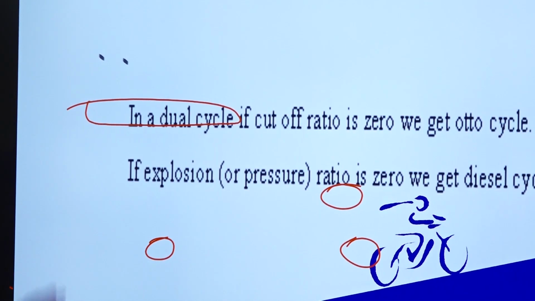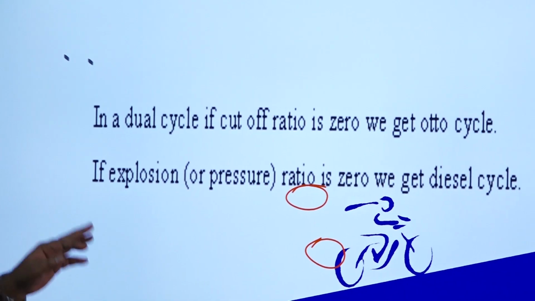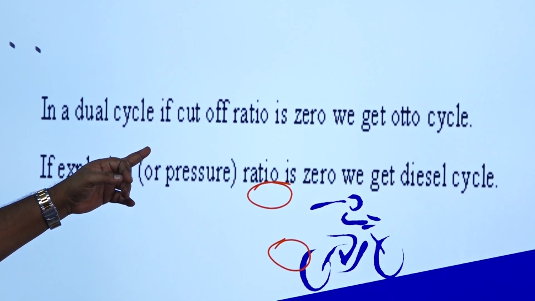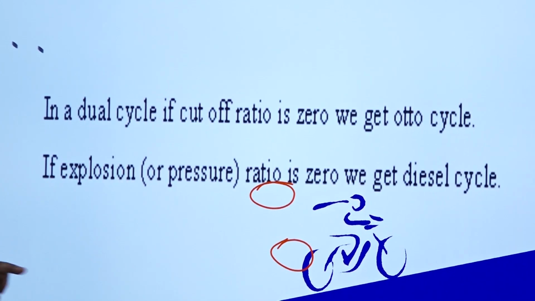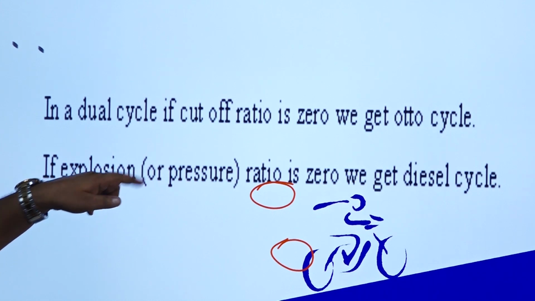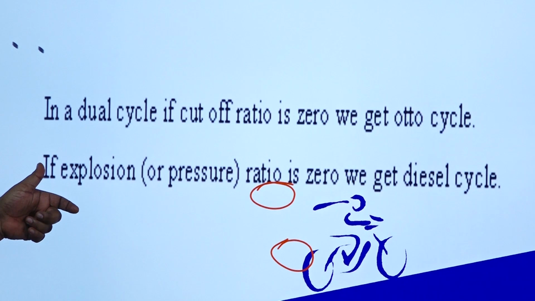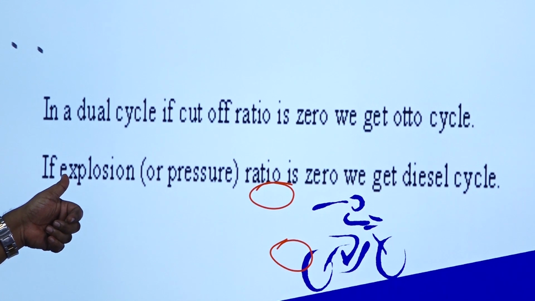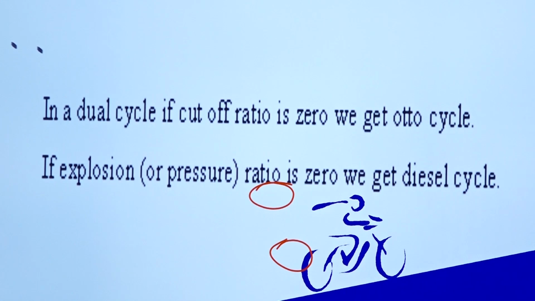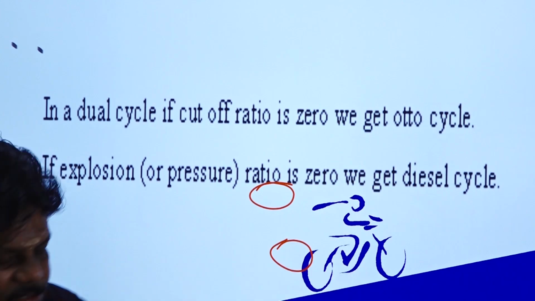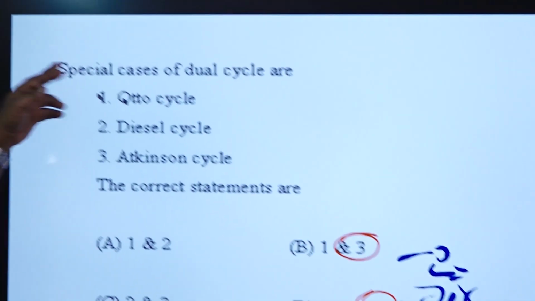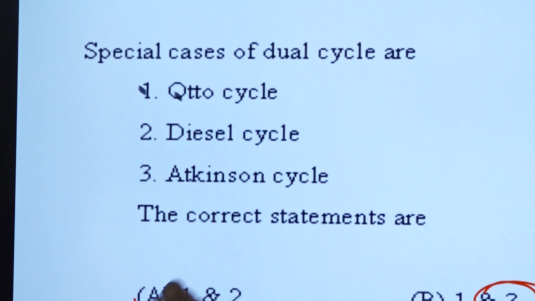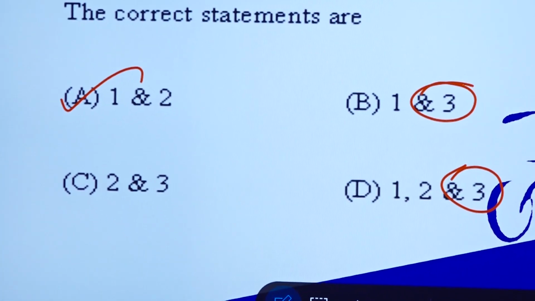Okay, so in a dual cycle, if the cutoff ratio is 0, we get the Otto cycle. If you make the cutoff ratio 0 in the efficiency equation, then we get the Otto cycle. Similarly, in this dual combustion cycle, if the pressure ratio or the explosion ratio is 0, we get the diesel cycle. That is why I told you the special cases of the dual cycle are the Otto cycle and the diesel cycle. Okay, so you will get the answer. The answer is 1 and 2.